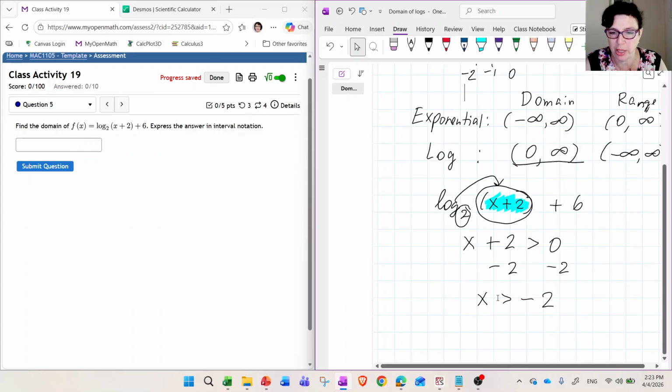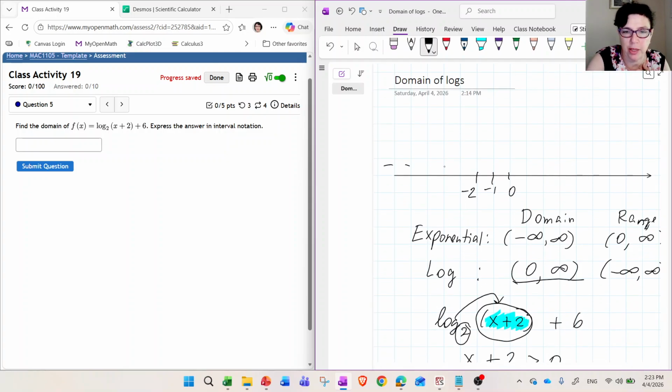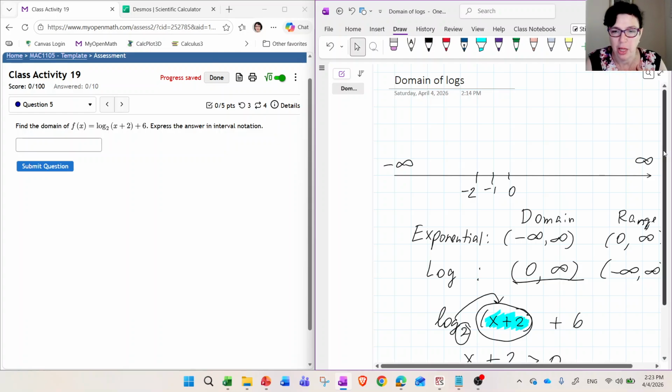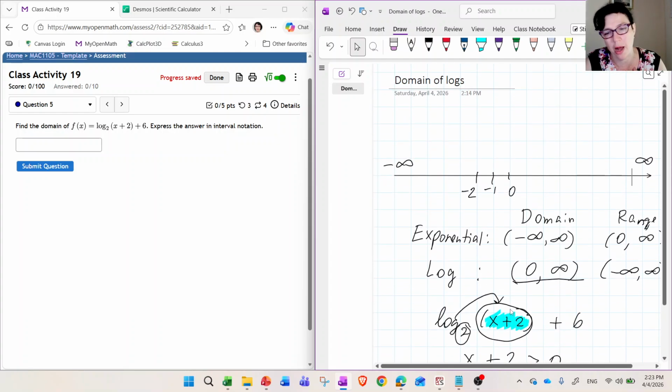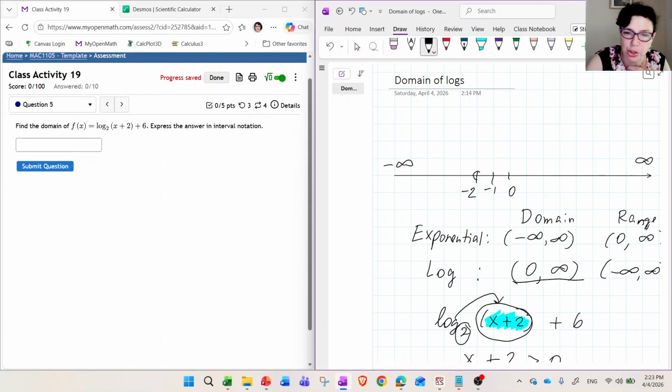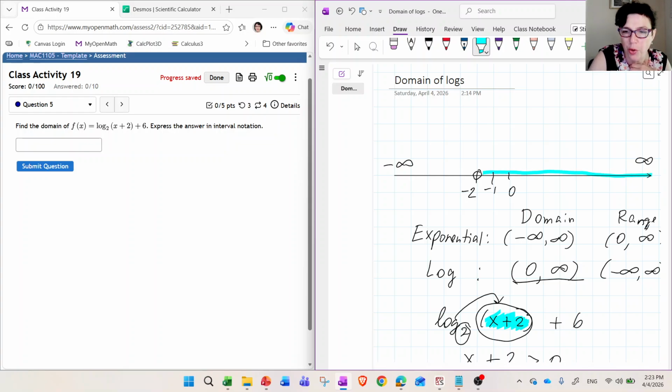So you want to say it's greater than, more than negative 2. On the number line, mark negative infinity on the left and positive infinity on the right. You start at negative 2 and go all the way up. Negative 2 itself is not included, so we put an empty circle around it. Everything that's more than that, all the way to positive infinity, is going to be your domain.